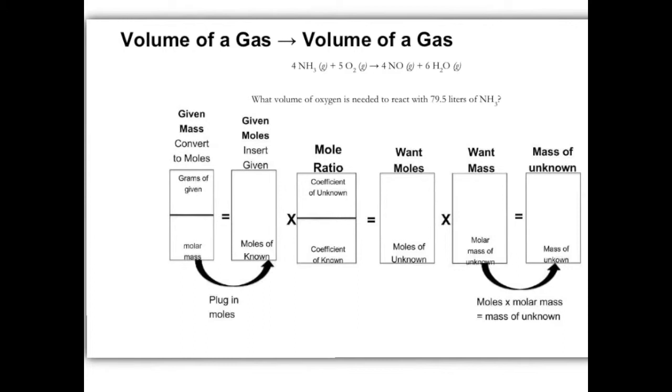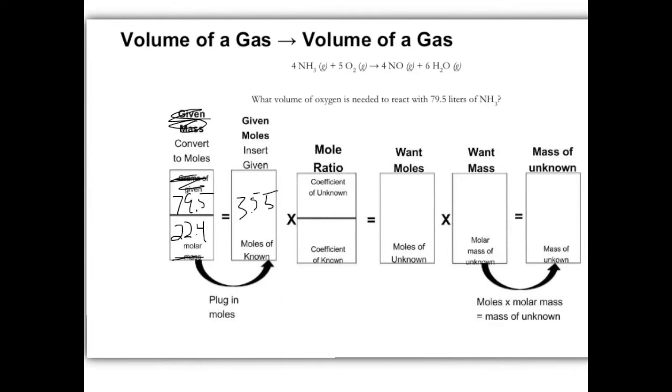All right, so now we're going to go volume of a gas to volume of a gas. The difference is we're still going to be starting over here in the first box, but we're doing volume now. So instead of grams of given, we're doing liters of given, 79.5 liters. The molar volume of any gas at STP, standard temperature and pressure, is 22.4. So 79.5 divided by 22.4 is 3.55 moles.